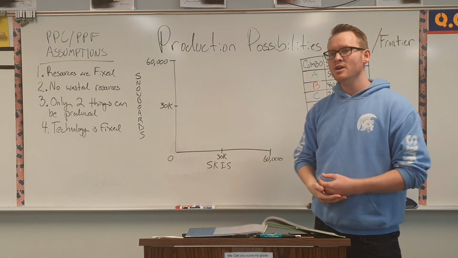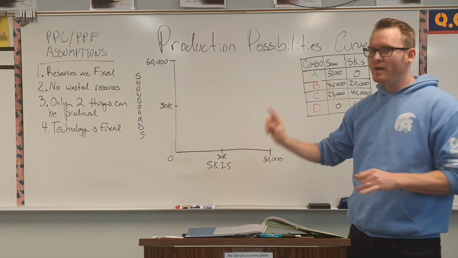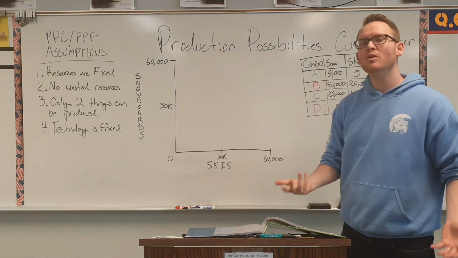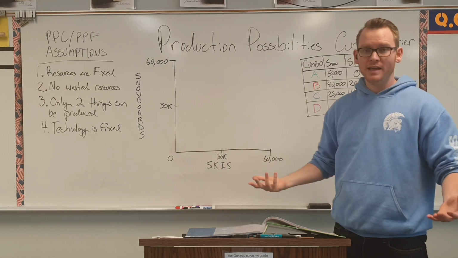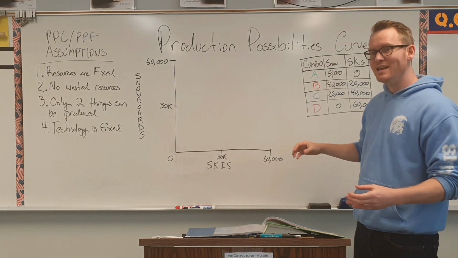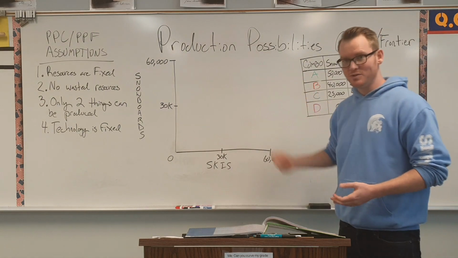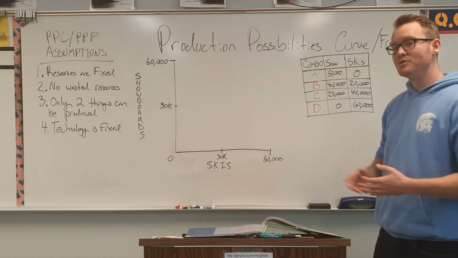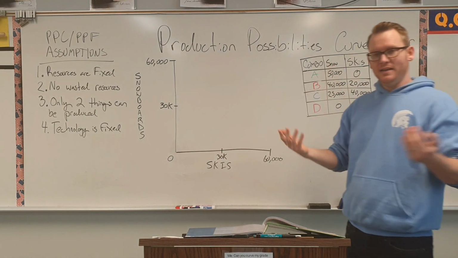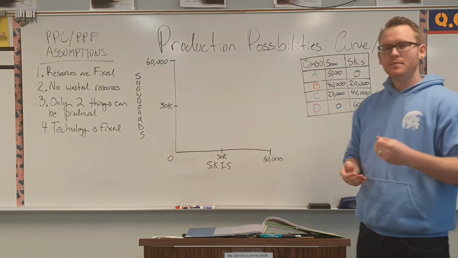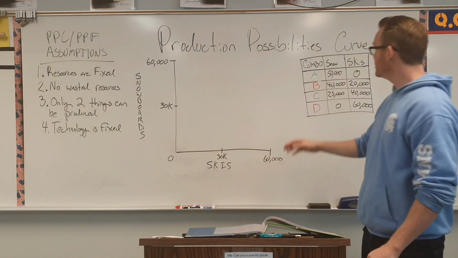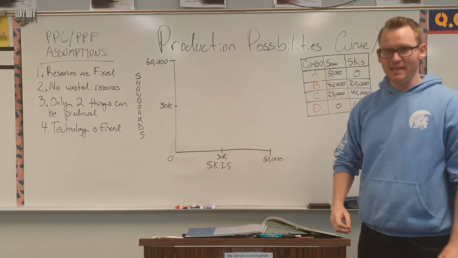But think about this. If you were only to produce one thing, be it snowboards or skis, which would you be able to produce more of? Well, the answer would be skis, right? Probably, because each individual ski is going to use less resources than each individual snowboard, right? So keep that in mind, right? So let's say you're going to produce a combination of X amount of snowboards and X amount of skis.